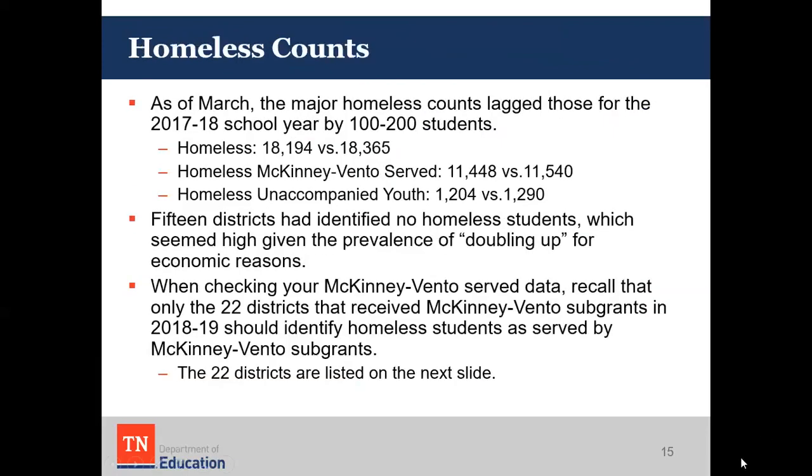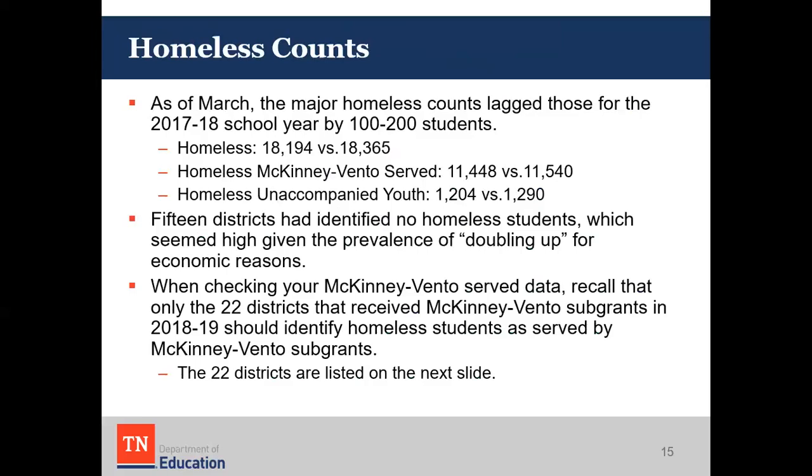Homeless counts. As of March, the major homeless counts lagged those for the 2017-18 school year by 100 to 200 students. For example, the homeless student count was 18,194 versus 18,365 in 2017-18. Homeless McKinney-Vento served totaled 11,448 versus 11,540 in 2017-18. Homeless unaccompanied youth totaled 1,204 versus 1,290 in 2017-18.